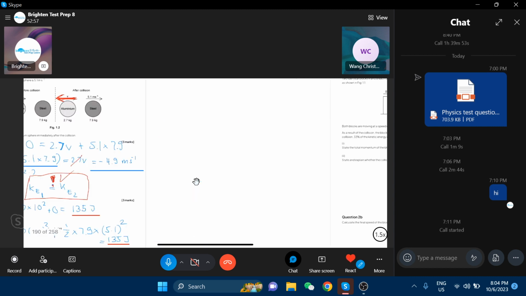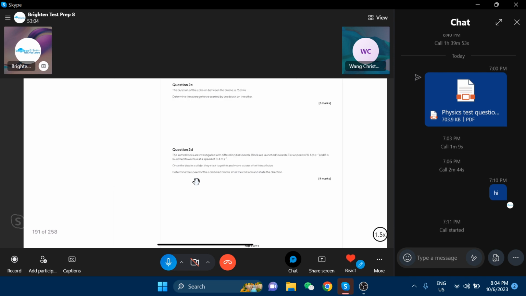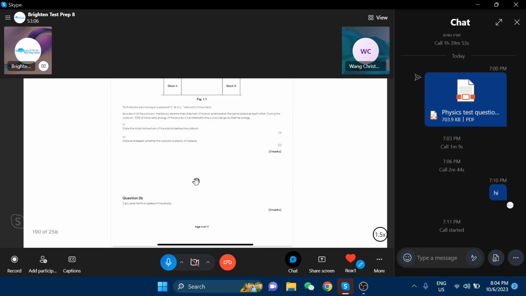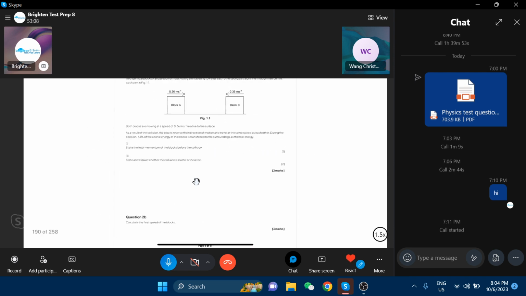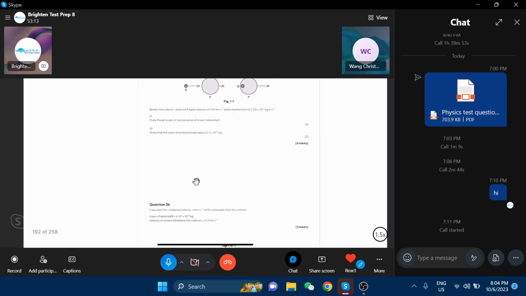Let me just see. That's a bit too similar. Just instead of having balls, we have blocks. I can send you that after the lesson, of course. I will send the whole paper to the center anyway. I think that one is done now.